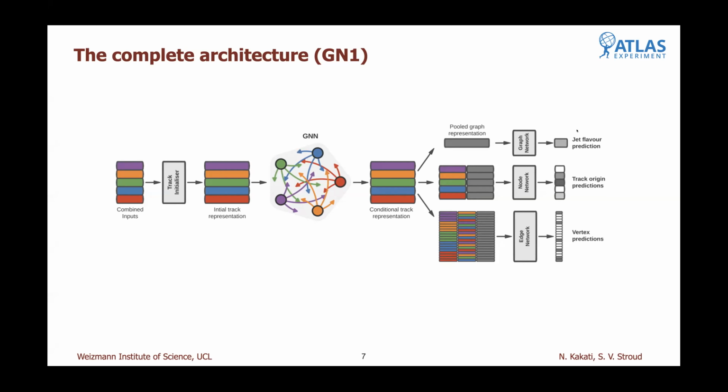Then it goes through another network, and it does the first auxiliary task, which is to predict the origin of the track. And then we also have the third auxiliary task, where we take all the tracks and pair them. For each pair, we try to predict whether they came from the same vertex or not. So this is essentially the network architecture.